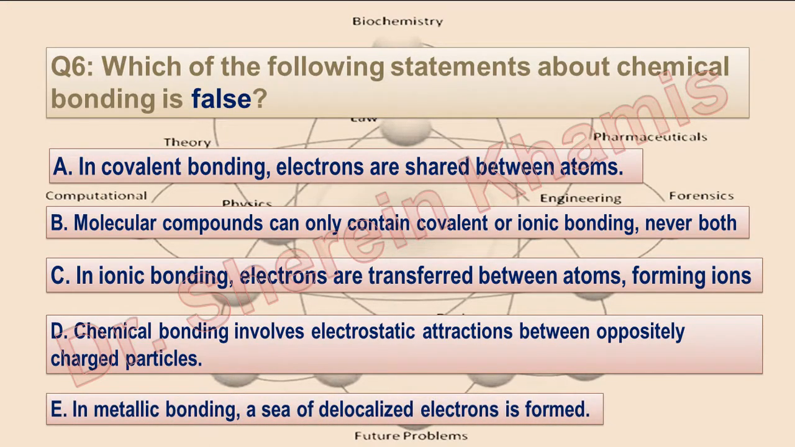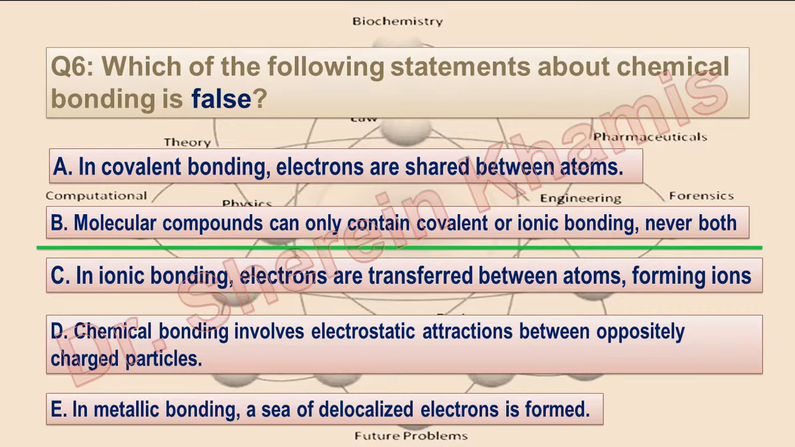And the last one: in metallic bonding, a sea of delocalized electrons is formed. What do you think about the answer here? Which one is false? The right answer will be: molecular compounds can only contain covalent or ionic bonds, never both. Okay, this statement is wrong.